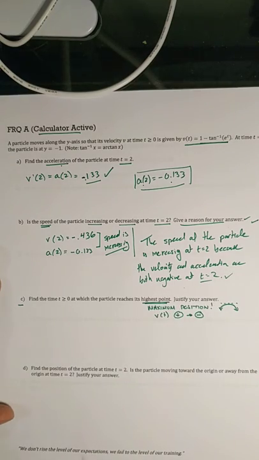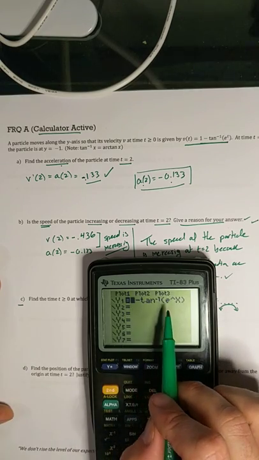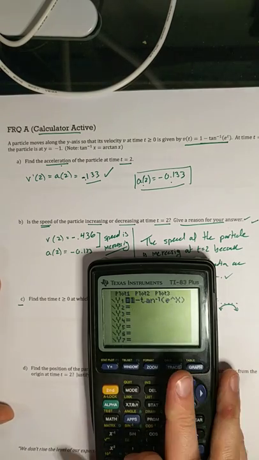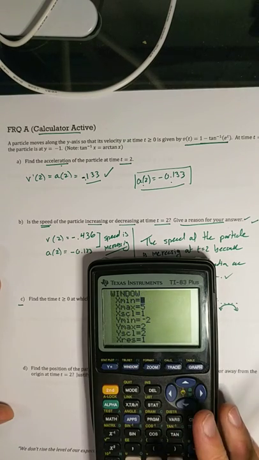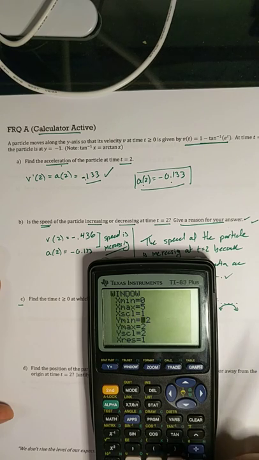Let's look at a graph of v of t with my calculator. Y equals 1 minus inverse tan of e to the x. That's my velocity. I'm going to adjust my window a little bit. I'm going to do 0 to 5 just to start off with. And then let's say this was negative 10 and 10, and I graphed it.